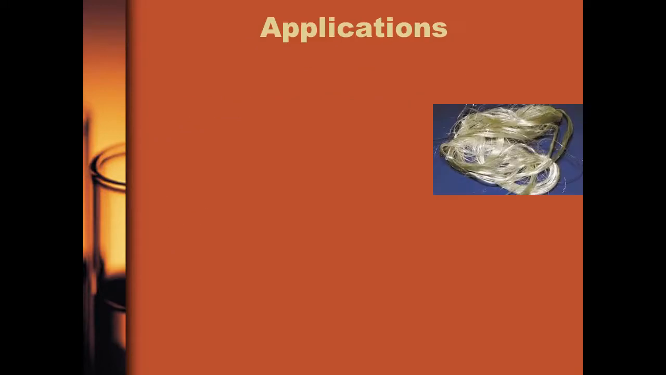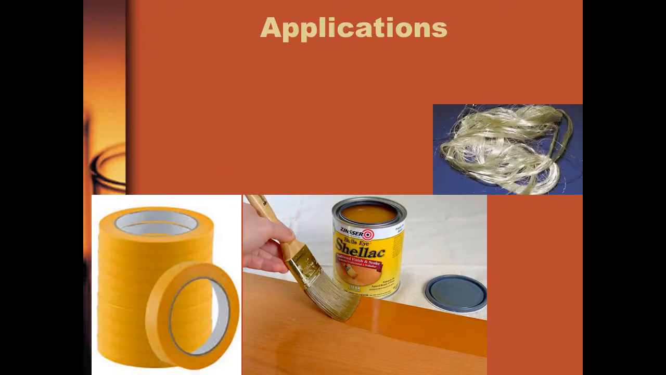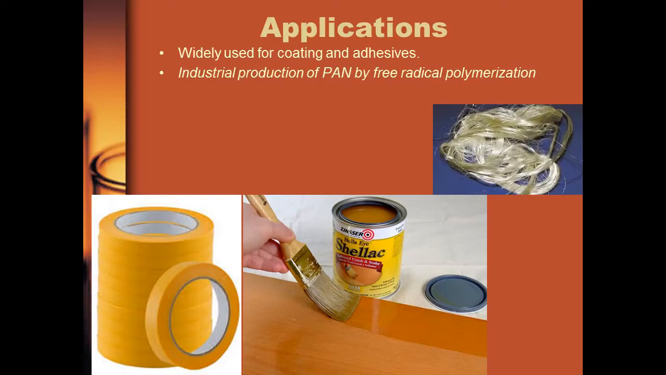Now we come to the application part. It can be used as a fiber, adhesives, paints, and it is used in the industrial production of polyacrylonitrile by free radical polymerization, and in the production of polyisobutylene by cationic polymerization.